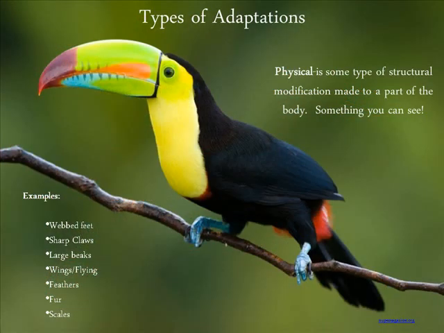A physical adaptation is a type of structural modification made to a part of the body. It is something that you can see. For example, a physical adaptation could be webbed feet, sharp claws, a large beak, wings, feathers, fur, or scales.